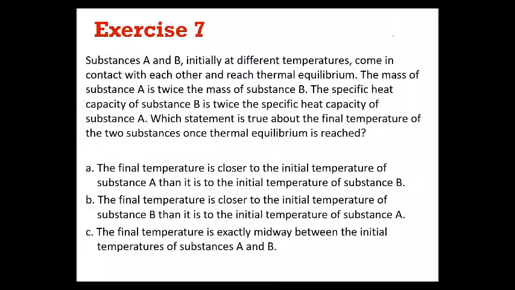Looking here, substances A and B, initially at different temperatures, come in contact with each other to reach thermal equilibrium. Important fact there: the mass of substance A is twice the mass of substance B. The specific heat capacity of B is twice the specific heat capacity of A. Which statement is true about the final temperature of the 2 substances once thermal equilibrium is reached?